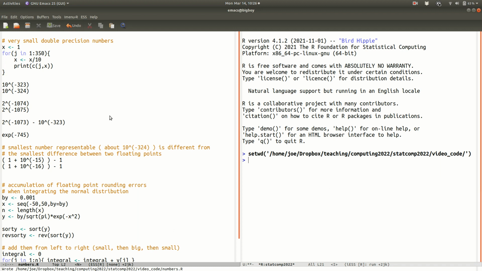So I have a script here called numbers.r. It's in the video code directory. And we're just going to look at some of these representations. So in this first loop here, I'm starting with x evaluated at 1. And then I'm going to loop over the numbers 1 through 350. And each time I increment, I'm going to divide x by 10. So x is going to be getting progressively smaller and smaller. And then I'm going to print out both the iteration, j, and x. So let's just do this, and I want to show you what happens.